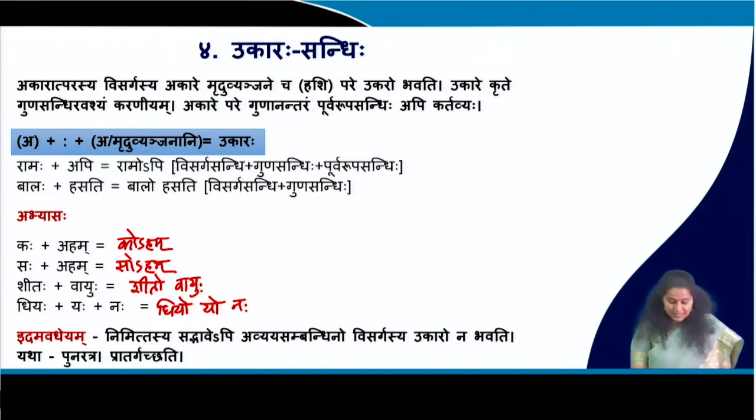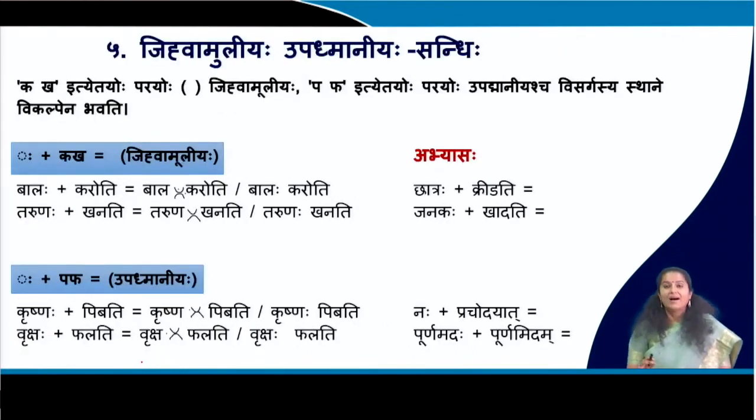Idam avadheyam asti. Nimittasya sadbhavepi avyaya sambandhino visargasya ukaro na bhavati. So, for example, you have punaha plus atra will not become punotra like we had seen previously. It will become punaratra. Repha rule will apply here. And prataha gacchati, pratar gacchati, not prato gacchati according to this rule. Astu?